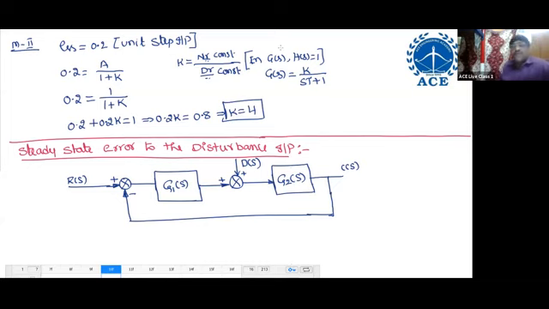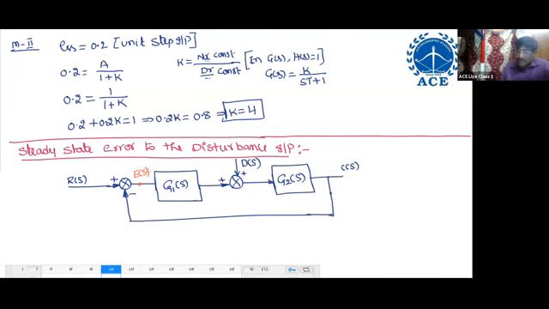They may give multiple inputs, because R of S is called the reference input, which is the required input. That's why error is always calculated with only R of S. Here it is E of S.